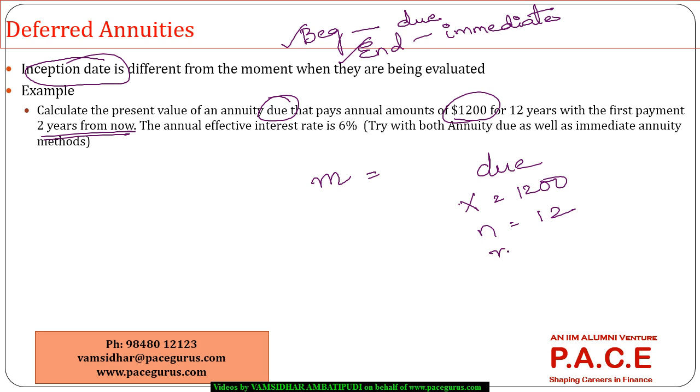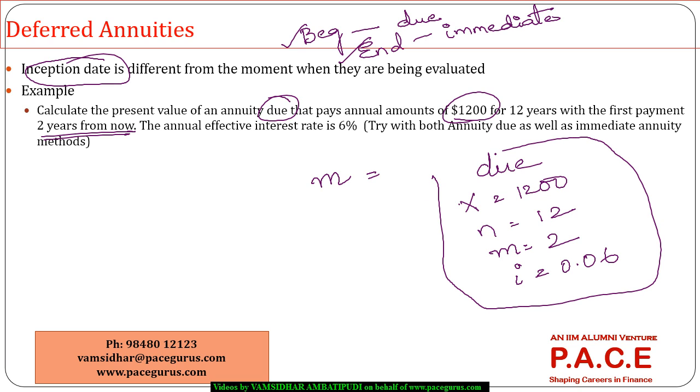So we are talking about an annuity with a deferment period of 2 years. So we'll set M equal to 2. The effective annual interest rate is 0.06, which is 6%. So this is how I can treat it as an annuity due and solve the problem.